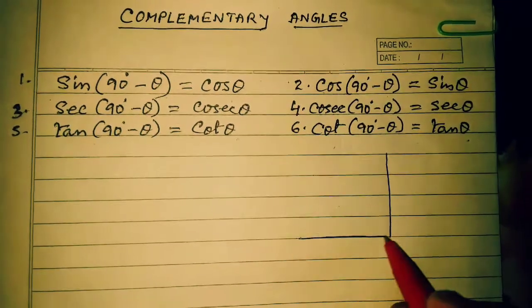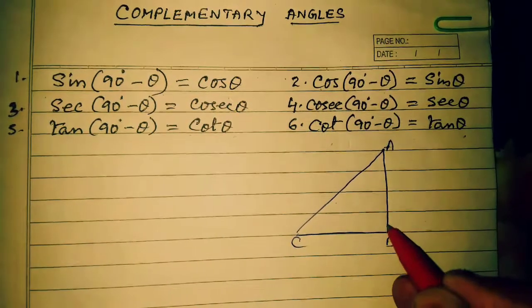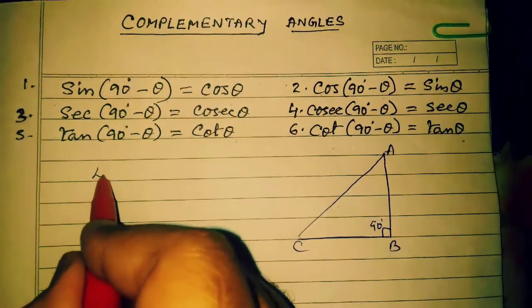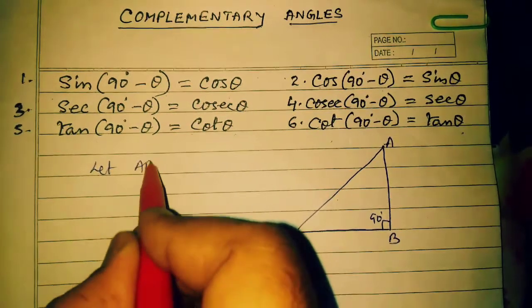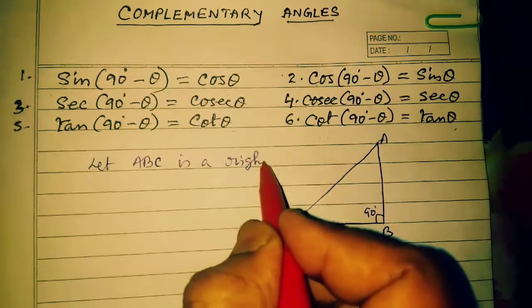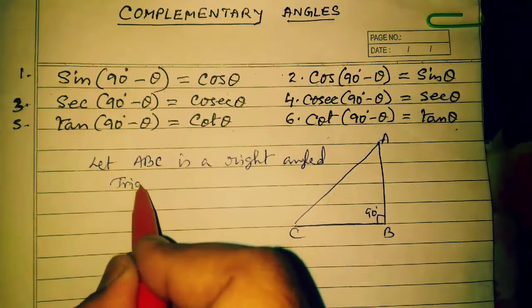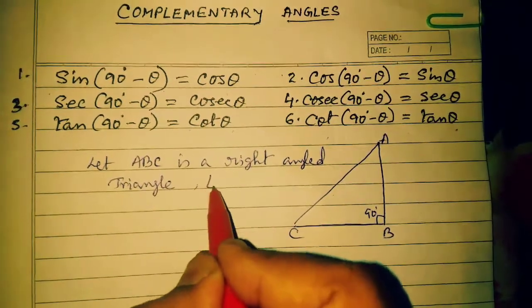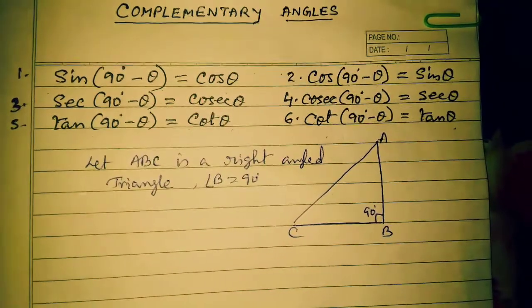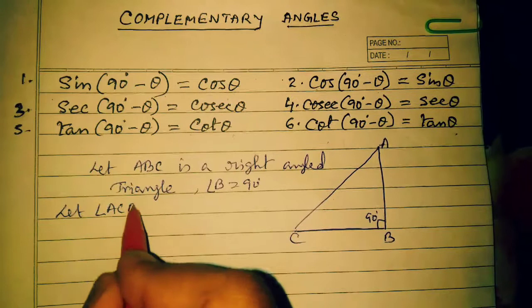again we take a right angle triangle ABC, whose angle B is 90 degrees. Let ABC be a right angle triangle whose angle B is 90 degrees. Clear, students?